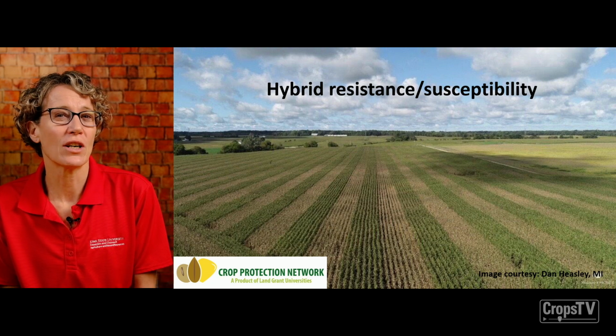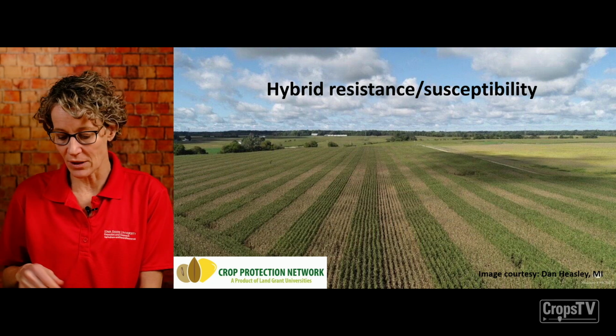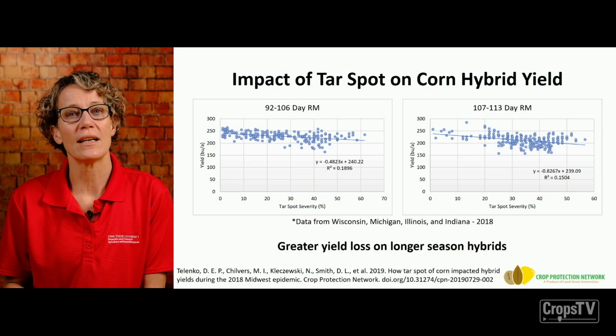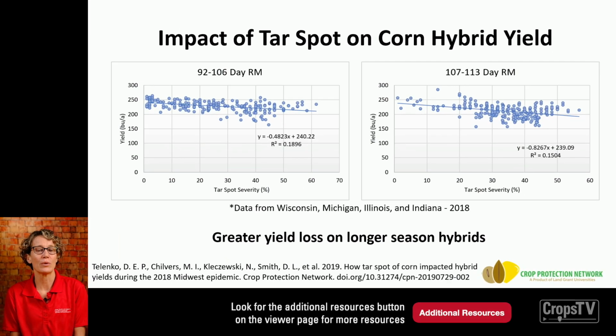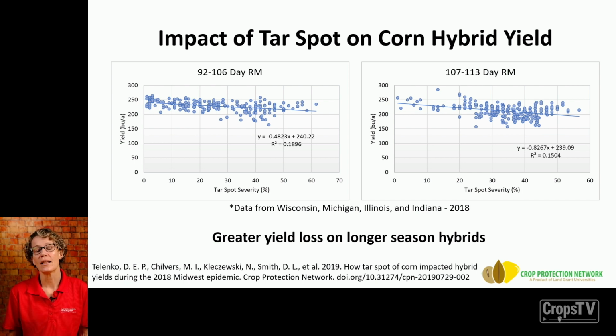Okay, so let's have a look at hybrid resistance and susceptibility, and this was some work that was done a couple of years ago, and this publication is available on the Crop Protection Network. But this is data from Wisconsin, Michigan, Illinois, and Indiana with a number of hybrids and the amount of disease on the x-axis, so what the severity was. When we say severity, we mean the percent of leaf tissue that had the disease on it, and then we have yield on the x-axis.